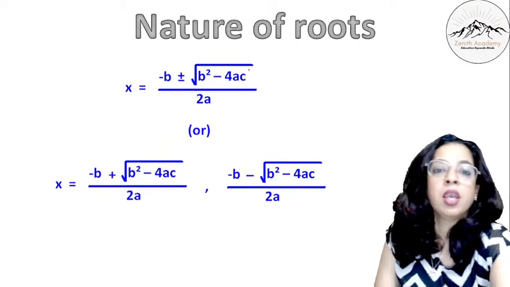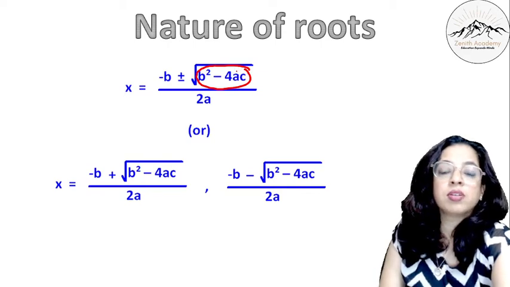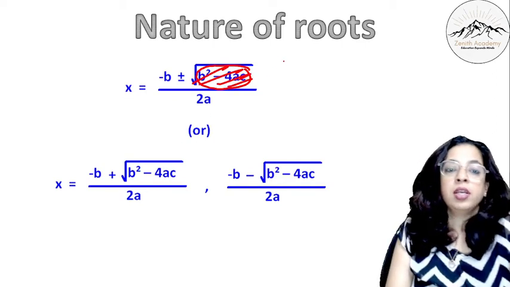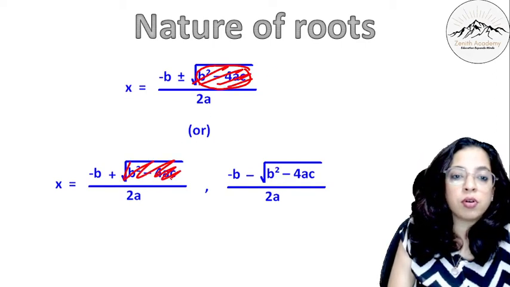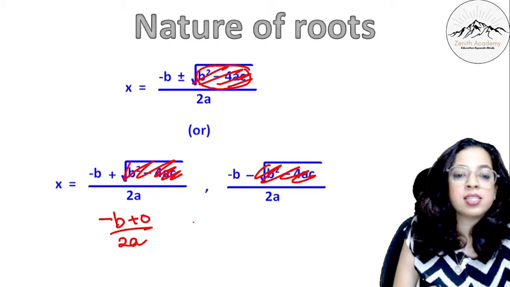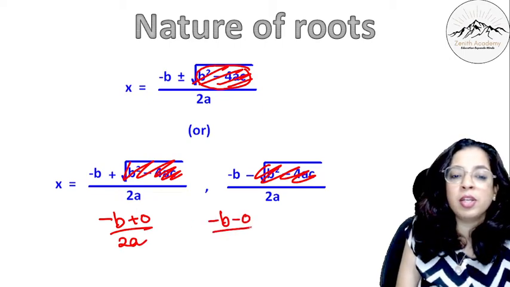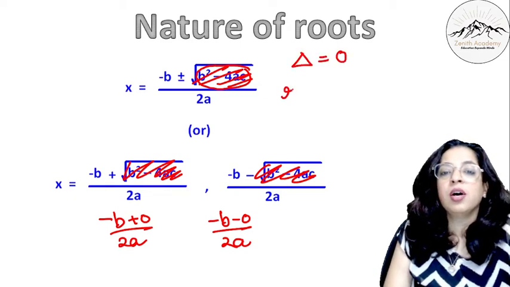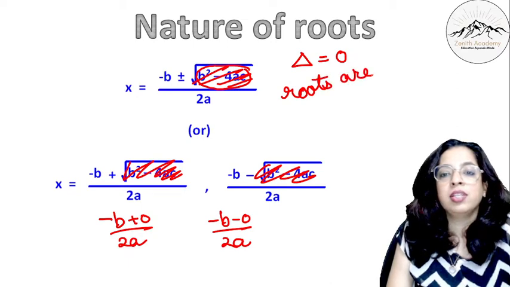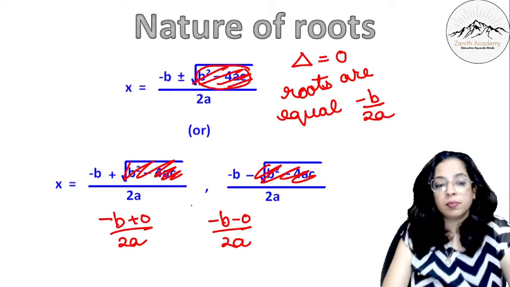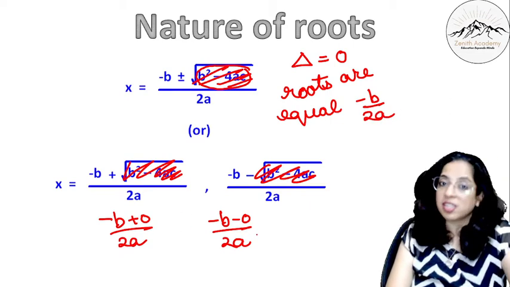Now if you take this discriminant exactly as 0, the square root of 0 is 0. This whole part goes off. So what you get is minus b plus 0 by 2a, which is similar to minus b minus 0 by 2a. Both are the same. So if the discriminant is equal to 0, then the roots are equal. So what is the root now? Minus b by 2a. That will be the root, because plus 0 or minus 0 doesn't make a difference.